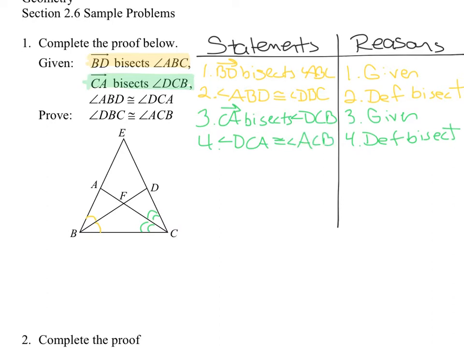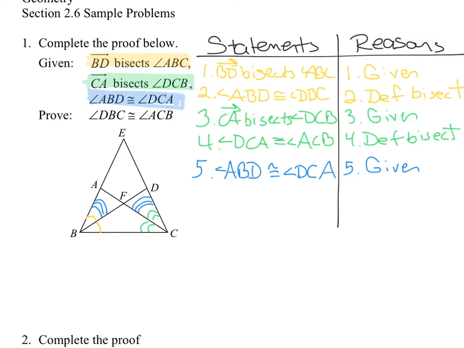I'm going to switch colors again and look at our last given. Here we're told that angle ABD is congruent to angle DCA. So I'm going to give angle ABD 3 arcs, and angle DCA I'm going to give 3 arcs. I'm going to put that over here in my proof: angle ABD is congruent to angle DCA. And how did we know that? Well, that was given to us.